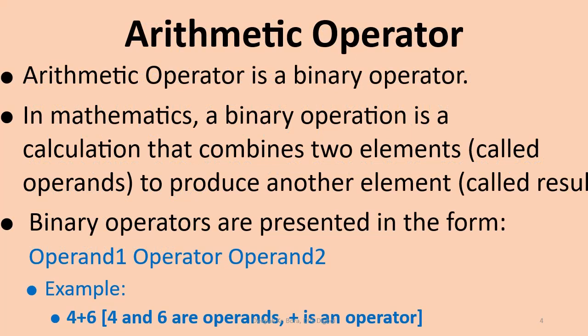Arithmetic operator. Arithmetic operator is a binary operator. In mathematics, a binary operation is a calculation that combines two elements called operands to produce another element called result. Binary operators are present in the form operand 1, operator, operand 2. Example: 4 plus 6. Here 4 and 6 are operands and plus is an operator.